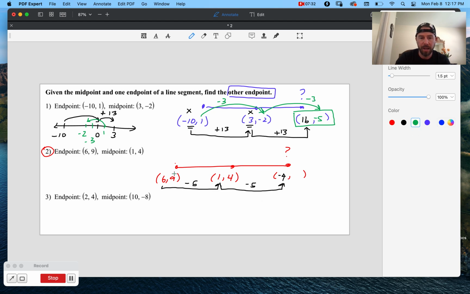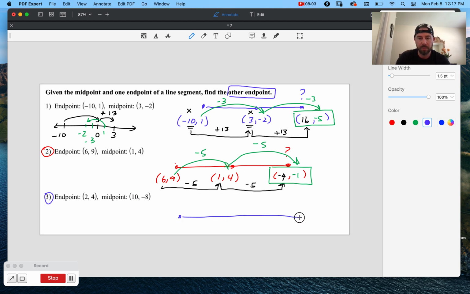Now from 9 to 4, you subtract 5 again, right? From 9 to 4, you have to subtract 5. So I'm going to subtract 5 again. 4 minus 5 is negative 1. So your answer should have been (-4, -1). Hopefully you did that and you got it right. If you want to do another practice, if you're still not getting it, here. Now press pause and do number 3.